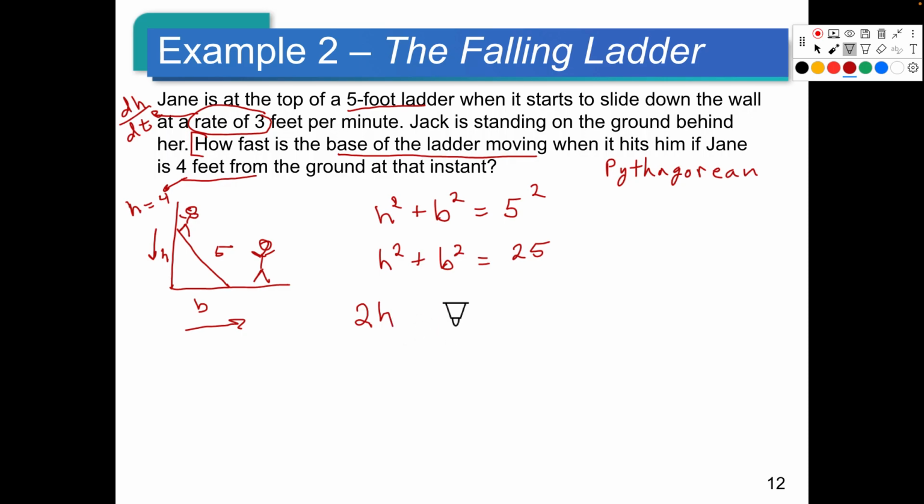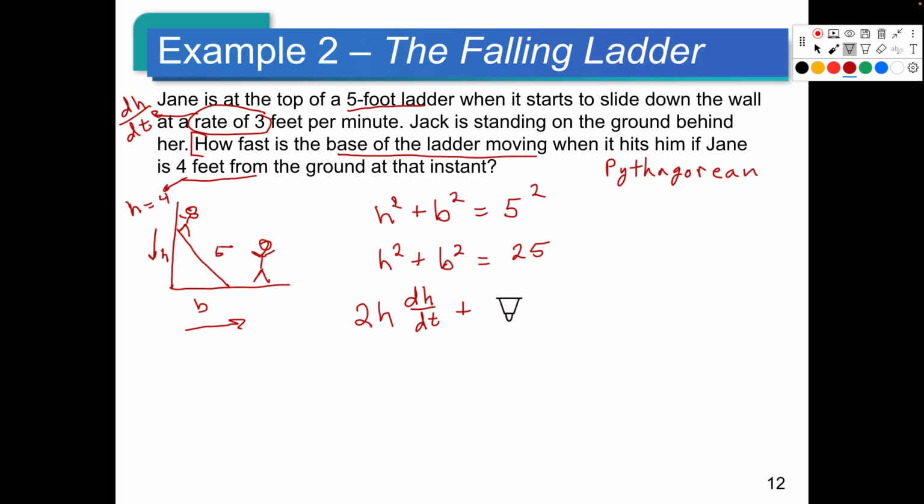Times dh dt. And again, you could have used other variables that you want, but I look ahead and try to be consistent with what the textbook is going to use. So that's that derivative. And then we come to b squared.